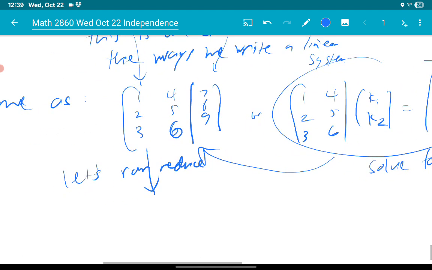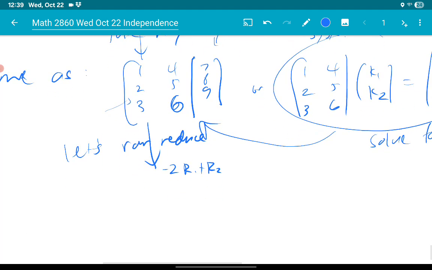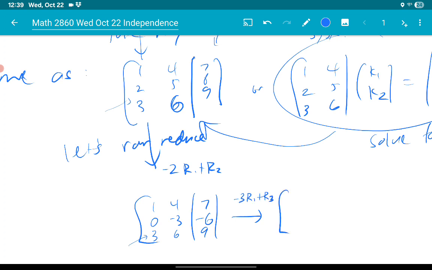What should we do here? We want to get a 0 where the 2 is, so we'll do negative 2r1 plus r2. So our first row is still 1, 4, 7. Our second row will now be 0, negative 3, negative 14 plus 8 is negative 6, and 3, 6, 9. What else should I do? I want to get a 0 where the 3 is, so I'll do negative 3r1 plus r3. By the way, you should be able to row reduce this on your own, so you could just pause the video, do it on your own, and see if you get the same thing I get.